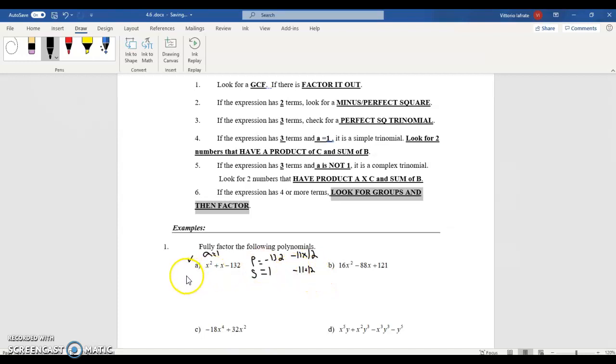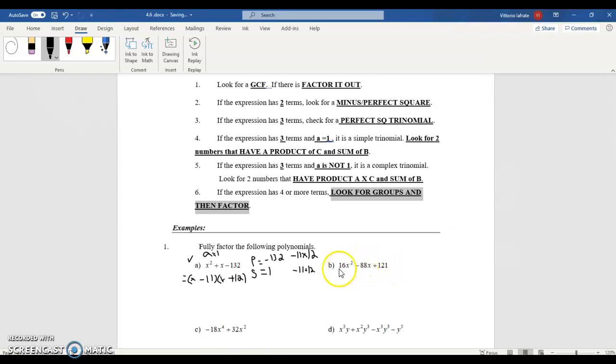And so what we would do is we would create our little brackets here. And then we put our x's in there. And we put negative 11 in one and positive 12 in the other. Doesn't really matter where you put which one, as long as you have those written down like this. The order doesn't matter. Like I said, you could have x plus 12 here, x minus 11 here. It would have been the same thing. It's like saying 2 times 3 or 3 times 2. They're the same thing when it comes to multiplication. So we're able to spot this as a simple trinomial. Let's go to example B.